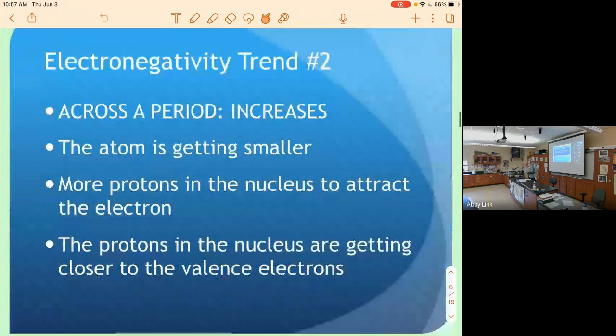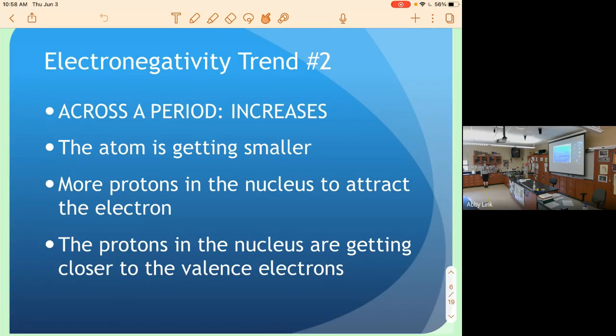Trend number 2: across a period, electronegativity is going to increase. Again, same trend as the ionization energy. Same kind of reasoning as the other trend, except we're opposite now. The atom is getting smaller; your atomic radius decreases as you move across. These electrons are held tighter in, and the nucleus with the protons is actually going to want to attract more electrons, because you have that more concentrated positive charge in the nucleus.